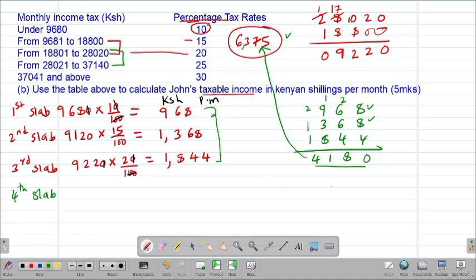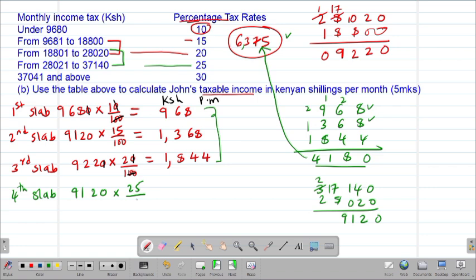So we'll take 37,140 minus 28,020. This will give us 9,120. So if I take 9,120, then multiply by the tax rate here, which is 25, so times 25 over 100.